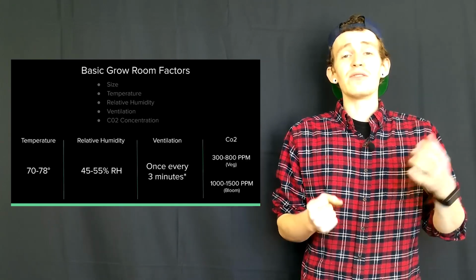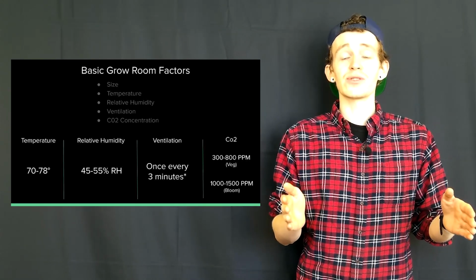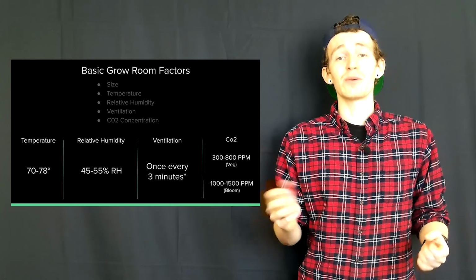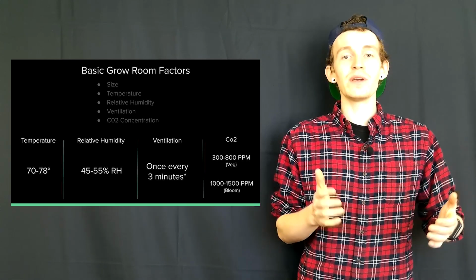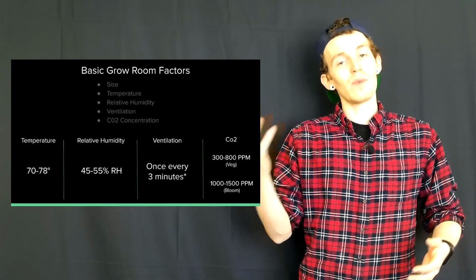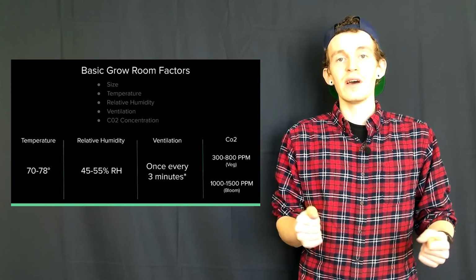versus flower. In the veg space, it's typically going to be peak efficiency to have your CO2 concentrations between 300 to 800 parts per million. For the bloom, it's going to vary a little bit, with it typically being anywhere between about 1,000 to about 1,500 ppm of concentration of CO2 in the space.